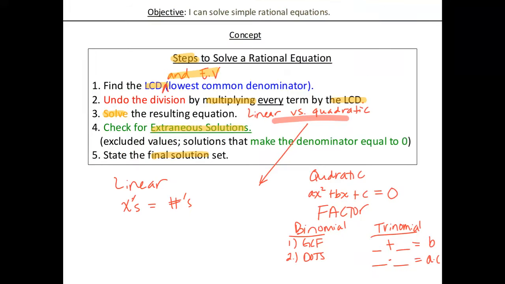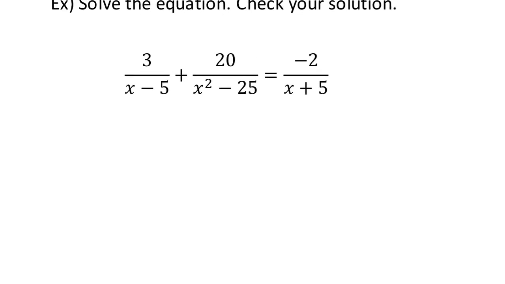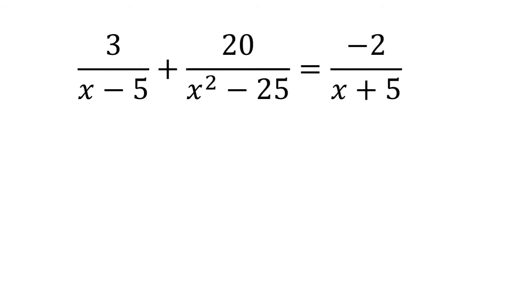Okay, so let's go ahead and look at the first example. You need to copy this, I believe. So go ahead and copy this on your first example. We've got 3 over x minus 5 plus 20 over x squared minus 25, and that's going to equal negative 2 over x plus 5.